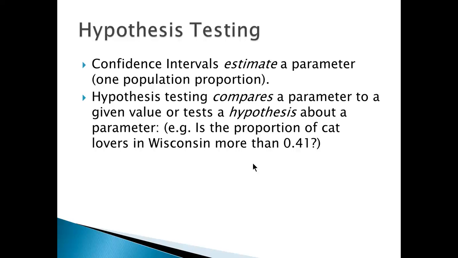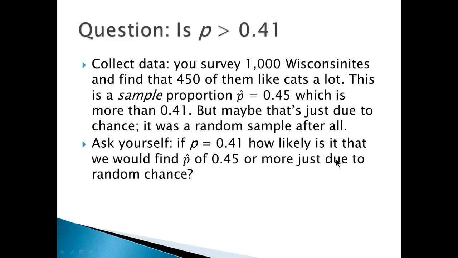So we survey 1,000 randomly chosen Wisconsinites and find that 450 of them like cats a lot. This is a sample proportion, p hat of 0.45, 450 out of 1,000. Well, that's certainly more than 0.41, but maybe that's just random chance. Maybe you just happened to get a sample that was that big.